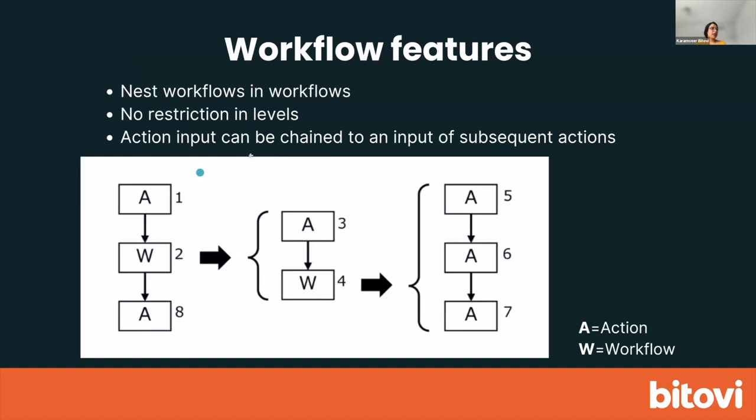And action output can be chained to the input of subsequent actions. For example, this is one of the workflows. A means action, W means workflow. An action is calling another workflow. A workflow is calling another action and another workflow. This workflow is calling another three different actions. And then after all these workflows are finished, a particular output of this workflow can be used as an input to the next action. So again, a very complex scenario can be created.